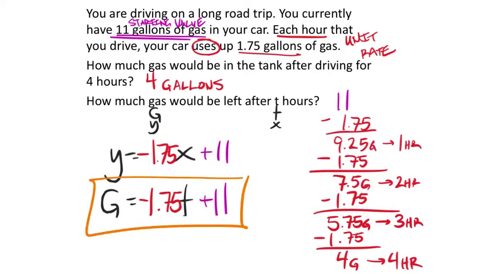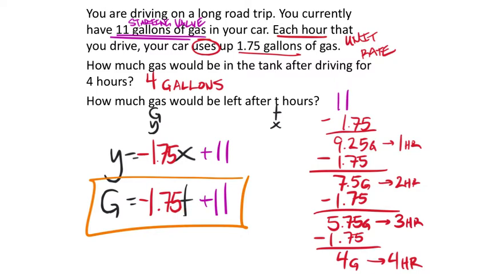Now, having found that equation right there, what you could have done to solve this one is you could get the equation first, and then since we want to know how much gas would be in the tank after 4 hours, you could replace that T with 4 and then solve it, but again, you'd still get the 4 gallons of gas for 4 hours.